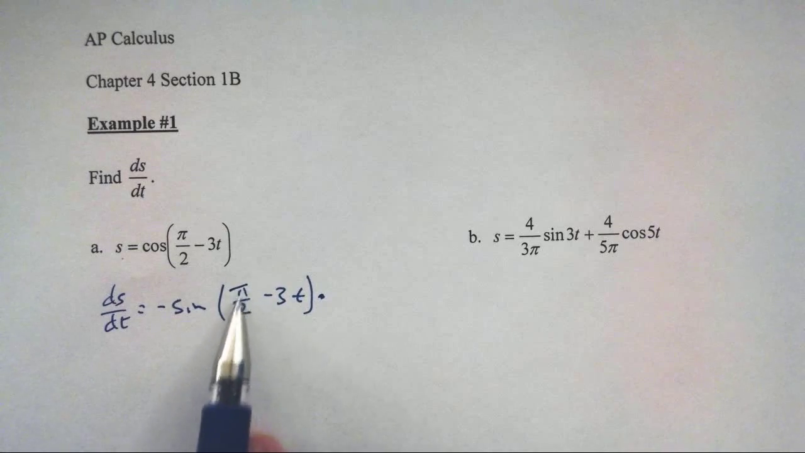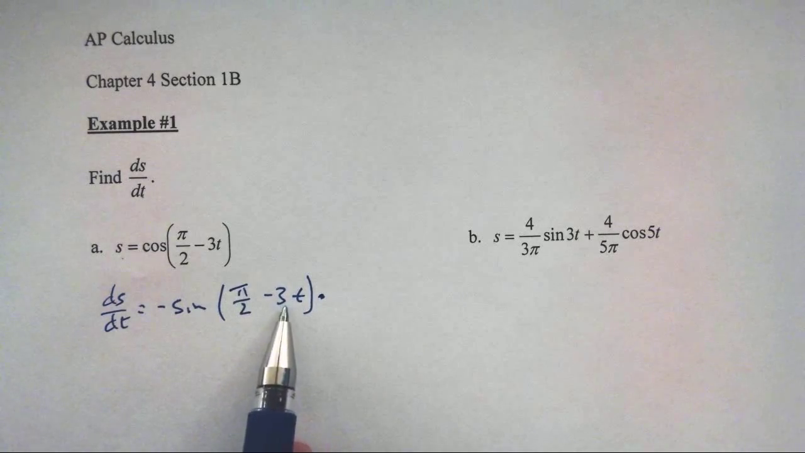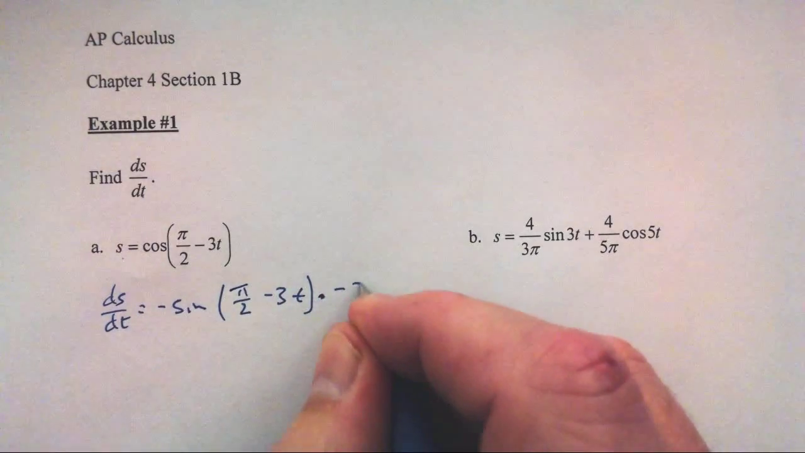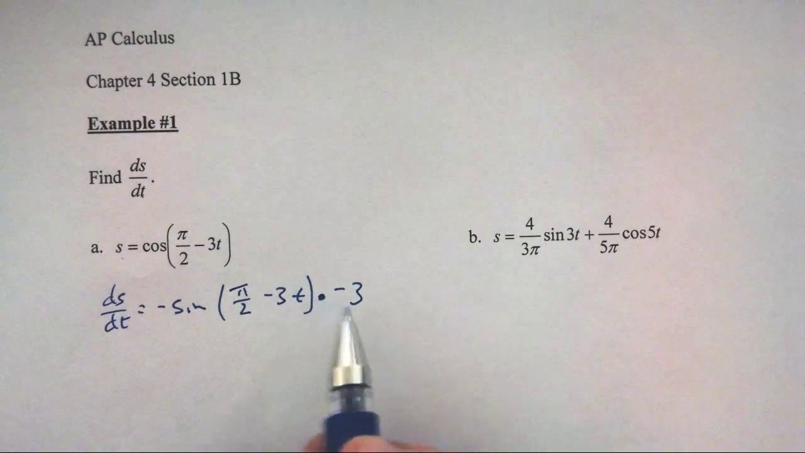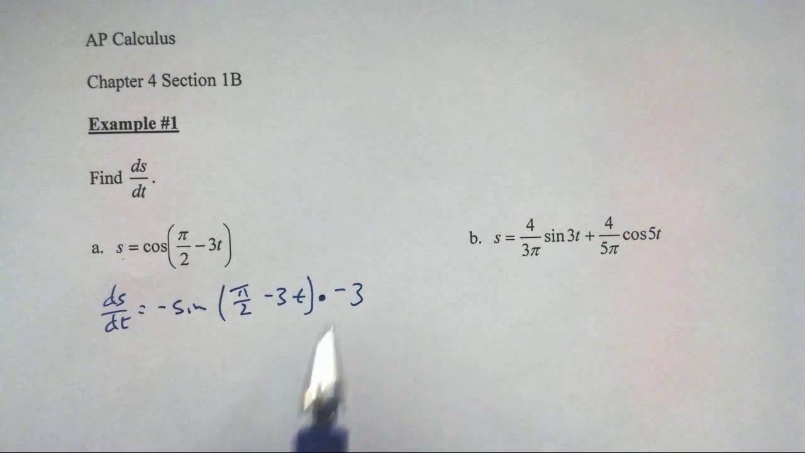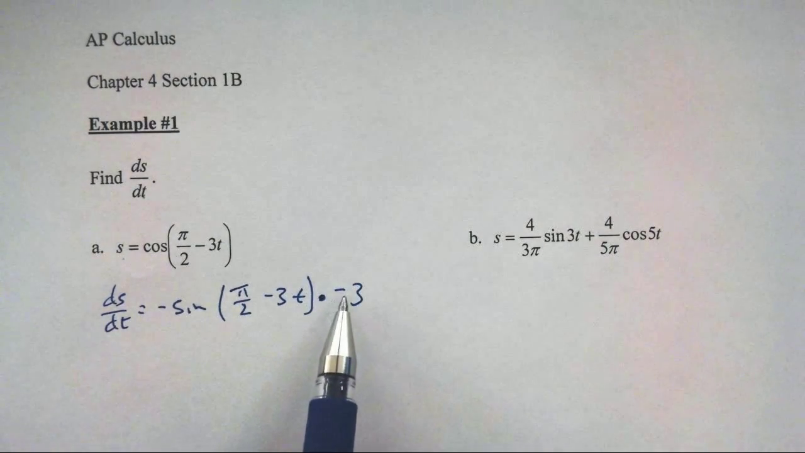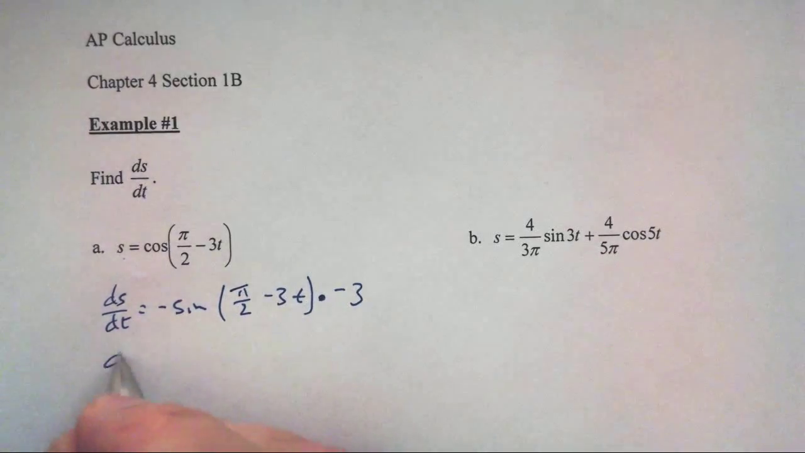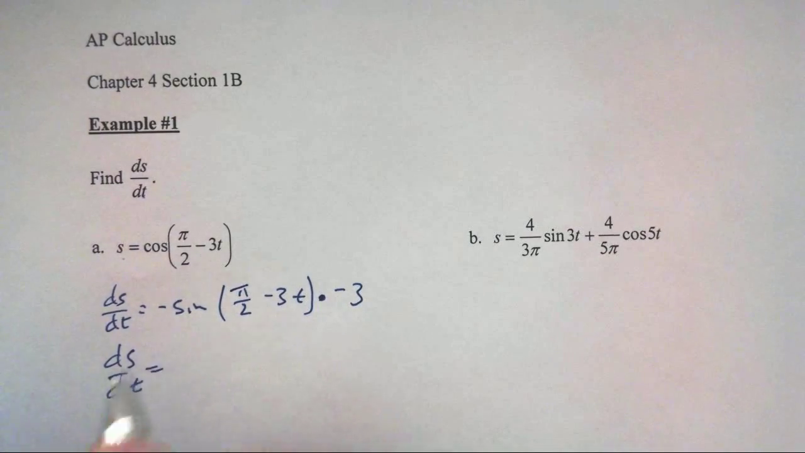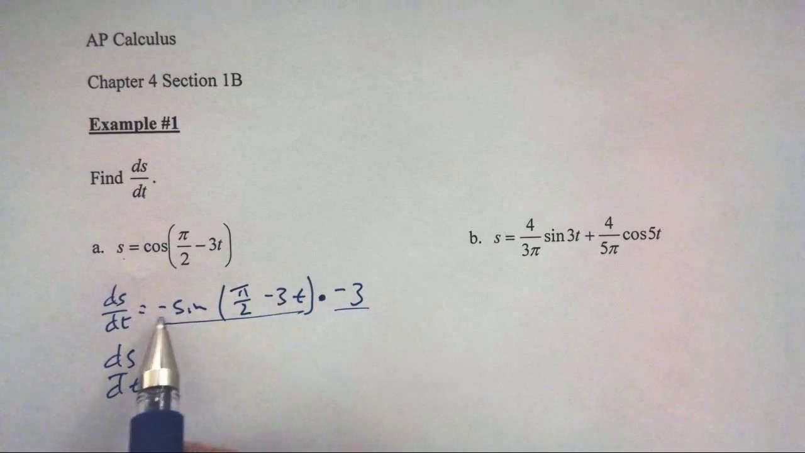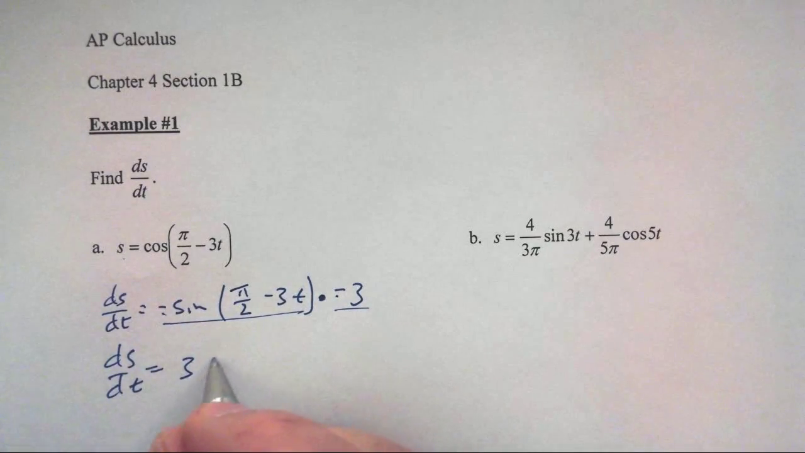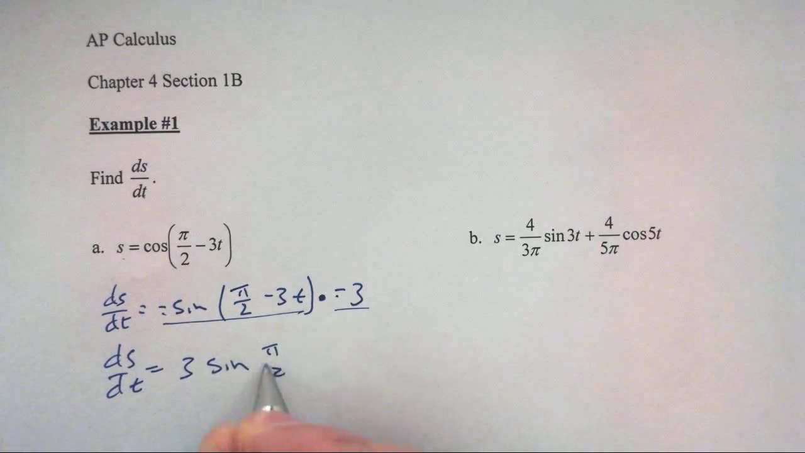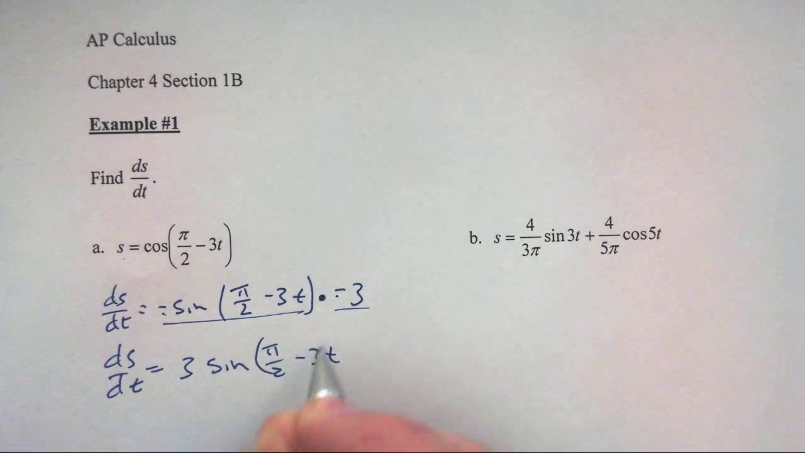This might as well be 8, the whole thing. What's the derivative of 8? 0. What's the derivative of negative 3t? Negative 3. Now, make certain that you're making that a pronounced times when you're doing these chain rules. Otherwise, all of a sudden, that negative 3 just gets viewed as a minus 3. So simplify ds/dt. I've got this times this. A negative times a negative gives me positive 3 sine of pi/2 minus 3t, and that is it.